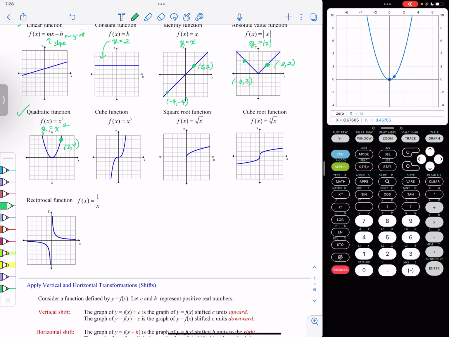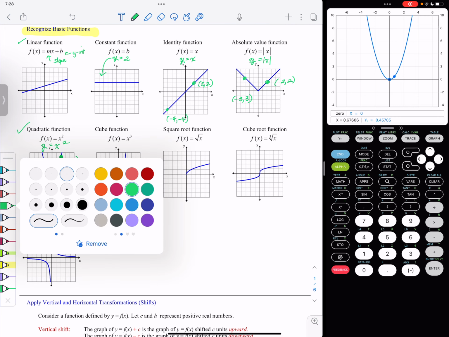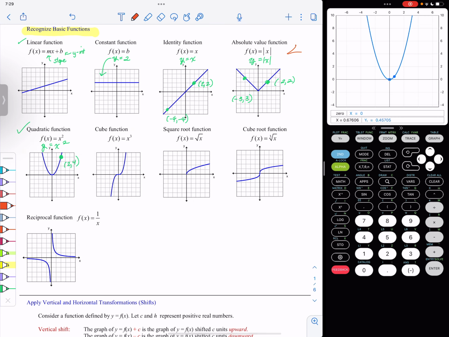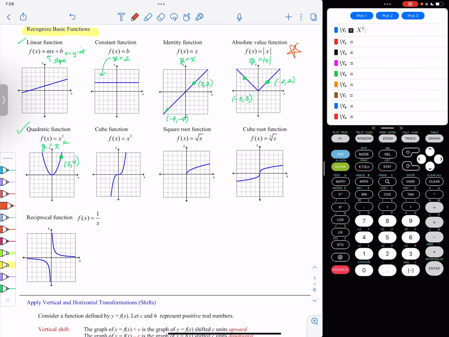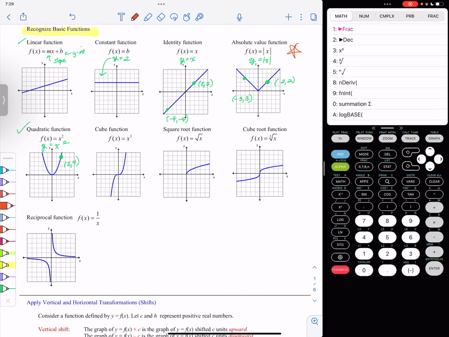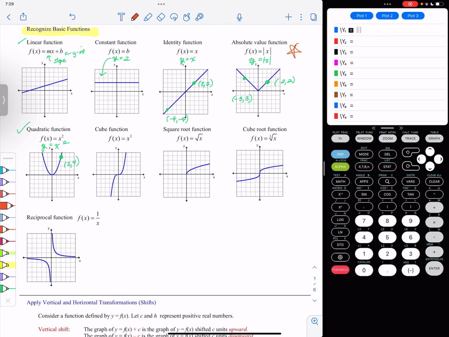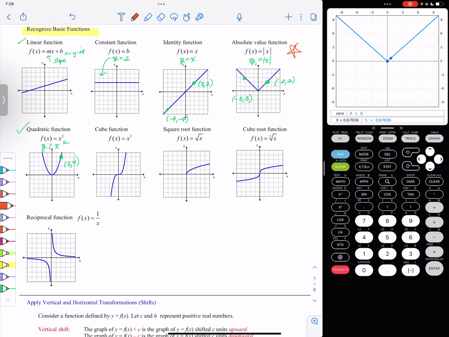This is an interesting one, this absolute value function here. I will show you how to input that. Go back to y equals, press clear, and now you're going to press the math button, and then arrow over to numerical. As you can see, number 1 is the absolute value function, and I'll put an x in there. Once that is input, you can just press graph, and there you have it.